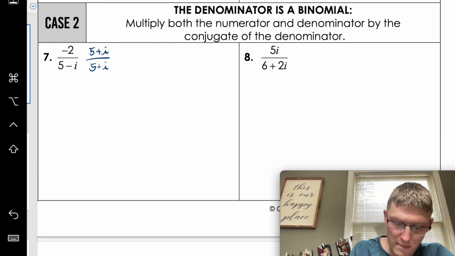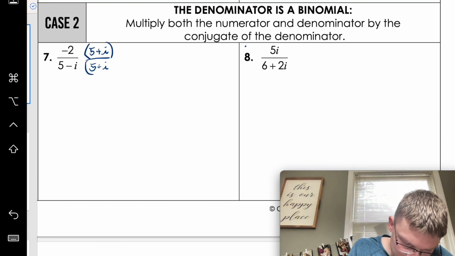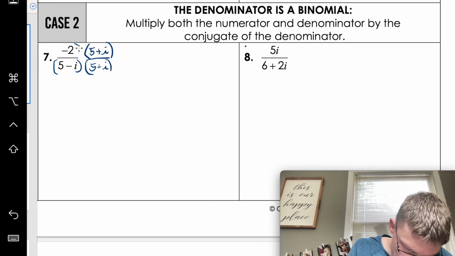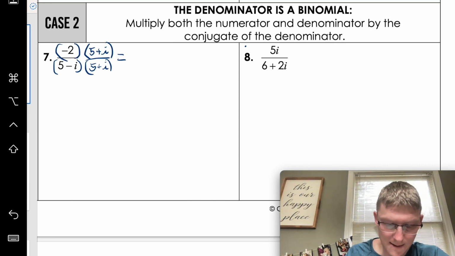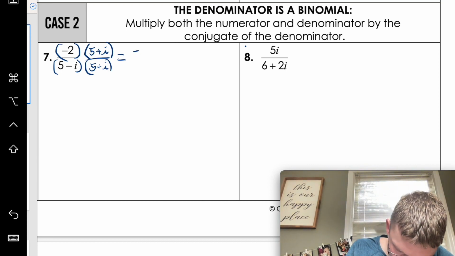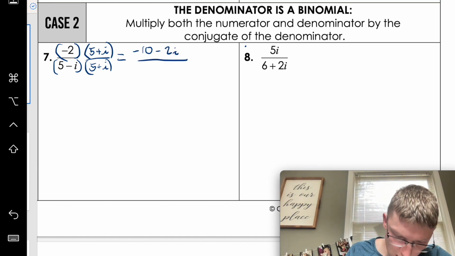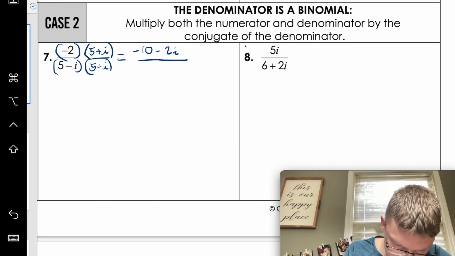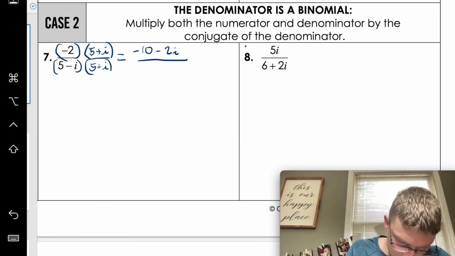Okay, so let's do the math from this problem here. So remember, this is kind of all in parentheses. We do the top, multiplying across the top. That negative 2 hits both numbers. So we're going to have negative 10 minus 2i over. Now we're going to have to FOIL this bottom one out.